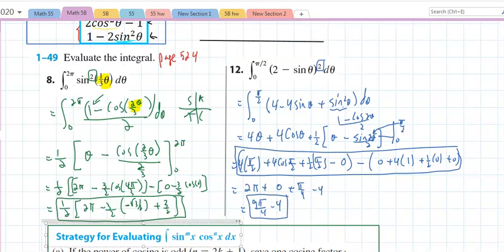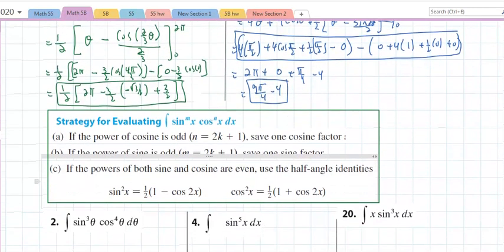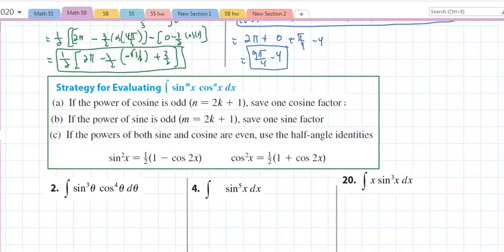So the strategy for sine and cosine: in this section they deal with sine and cosine and secant and tangent.